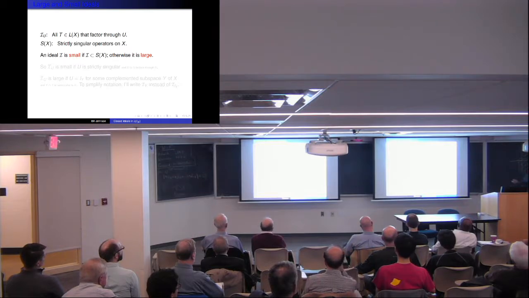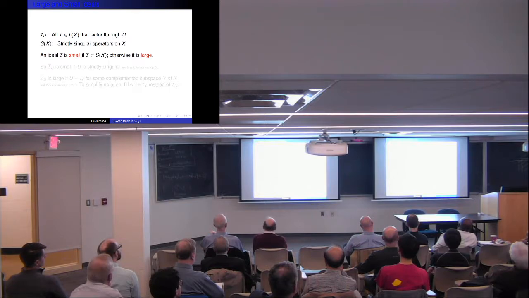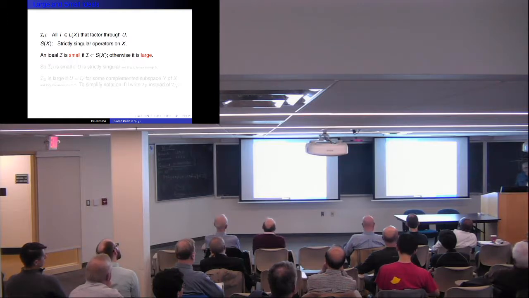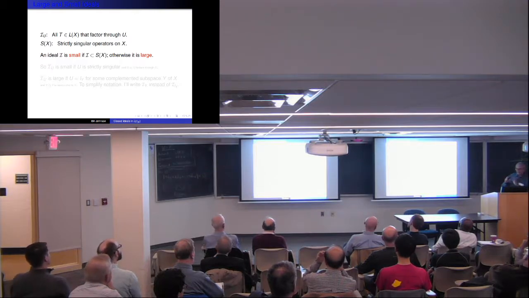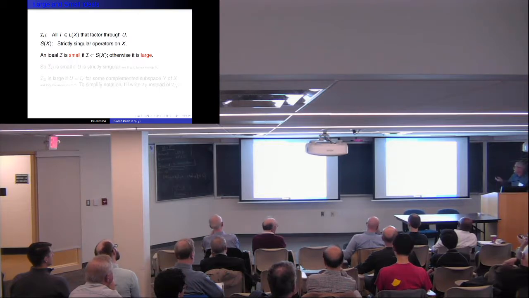So let me just summarize the notation here. I sub U is all the operators on X that factor through this operator U. S is a strictly singular operator on X. Now a new definition. I haven't had a definition for quite a long time now. New definition: an ideal is small if it's contained in the ideal of strictly singular operators. And so that means in particular that all the operators in the ideal have the spectral theory of compact operators, so you think you can handle them in one way. An ideal is large if it's not small.